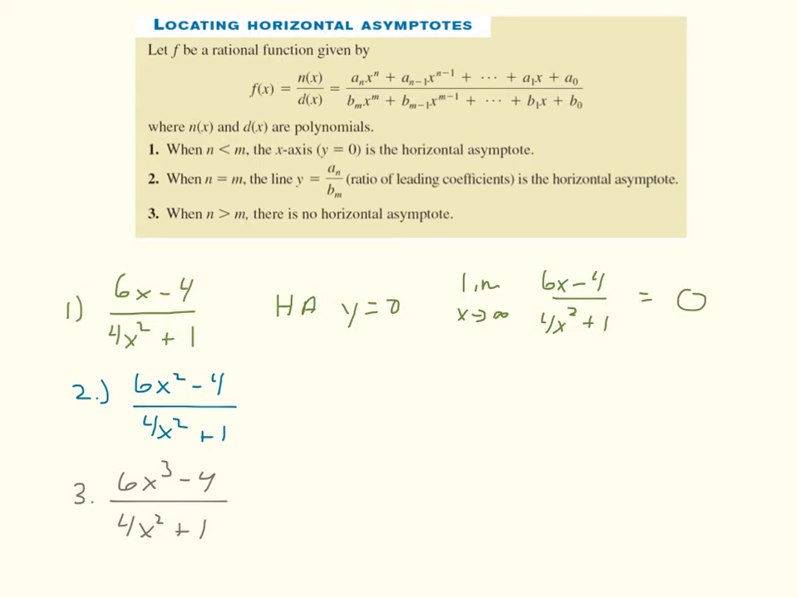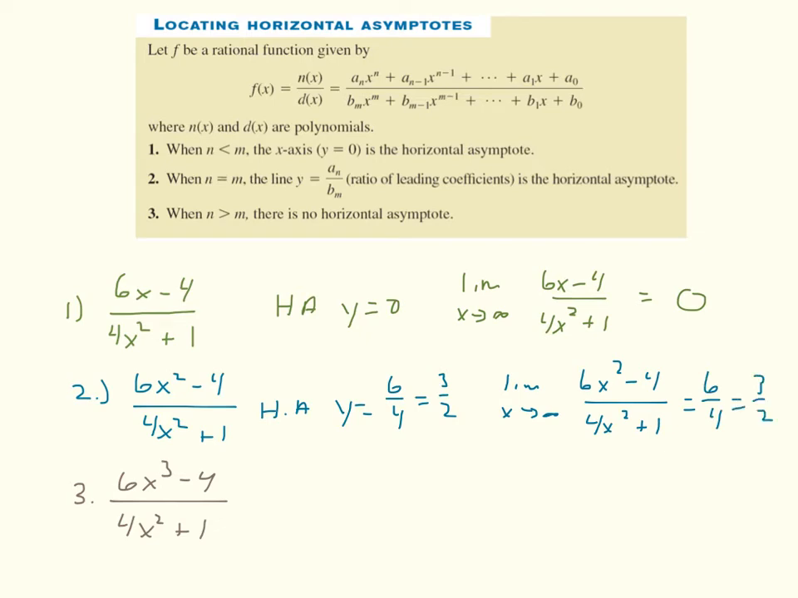Looking at the second one, in this case we're dealing with 6x squared minus 4 over 4x squared plus 1. Again, on this one here, the numerator and the denominator actually have the same degree. So now we're looking at case 2. And so in that situation, there is a horizontal asymptote, and that horizontal asymptote is just going to be the ratio of those leading coefficients. So it's equal to 6 over 4, which reduces to 3 over 2. And I could then say also what this would mean is that the limit as x approaches infinity of 6x squared minus 4 over 4x squared plus 1 is equal to 6 over 4, which is also 3 over 2.